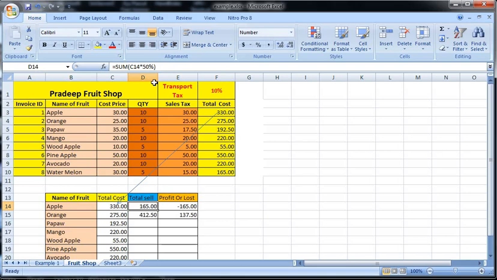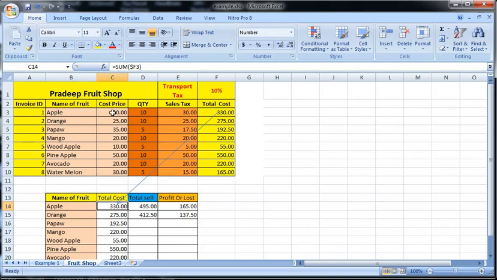So I have made this relative, absolute column 320, and I have added that to my total sales. So I have got the total cost as well as 50% of my total cost. So 330 multiplied by 50%, and then added the 320, I get 495.